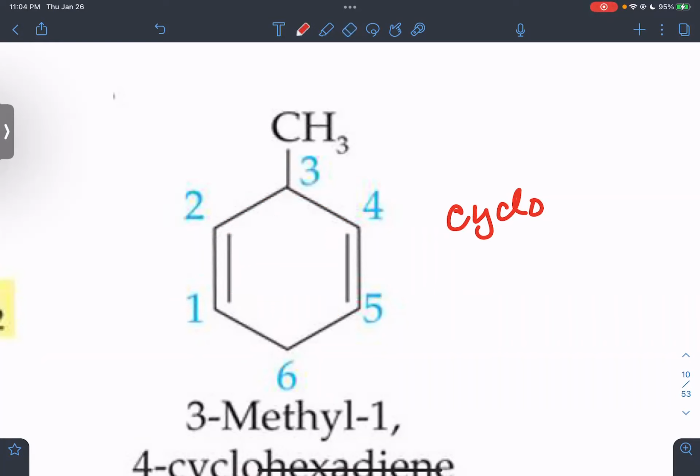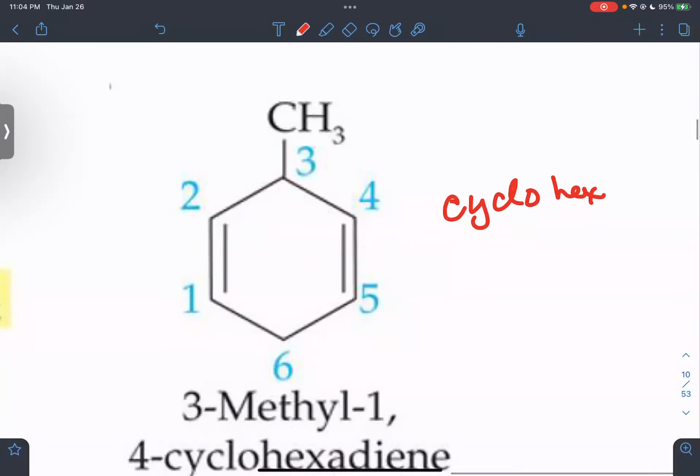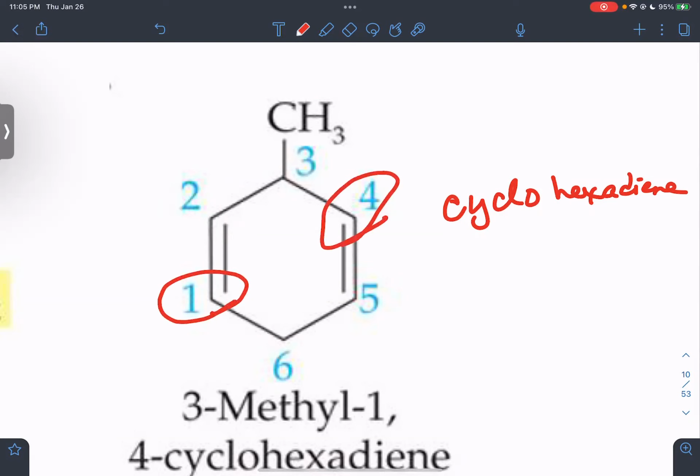So this is a cyclo, and it is 6 carbons long. So that's where we get the hex, right? And then we have 2 carbon-carbon double bonds. So this is cyclohexadiene, right? Now, before we do that, what numbers are the first carbons that participate in the carbon-carbon double bond?